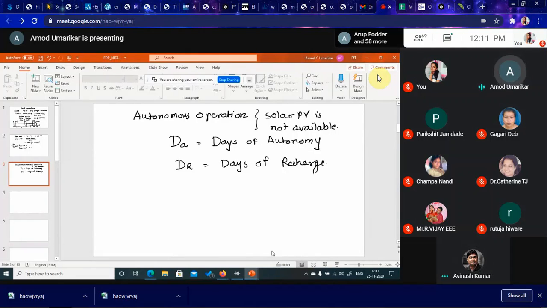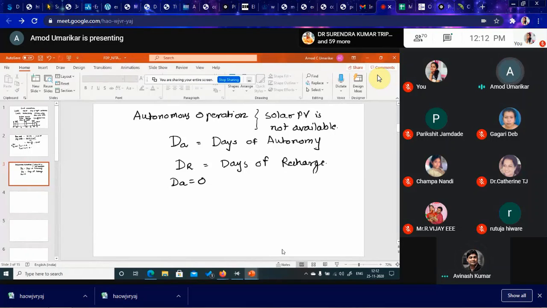So how will you consider that? First, let us say that days of autonomy are 0. First we have to consider the basic battery size, where we don't need to consider these days of autonomy. So which load do we have to consider?